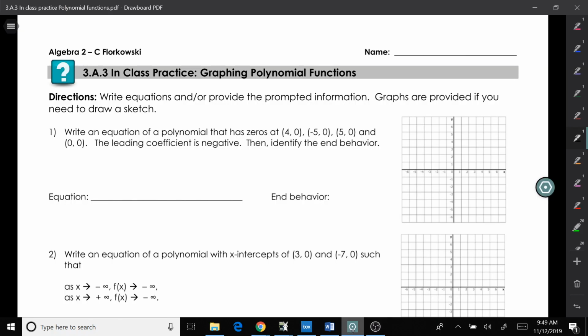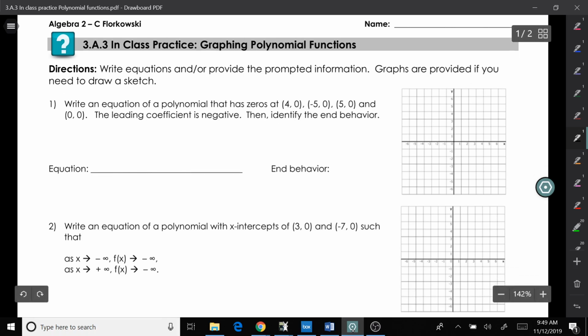Alright, so today we're going to practice graphing polynomial functions and writing equations based on information. So we're just going to go through each of these examples and I'm going to explain how I get the equations and graphs that I'm drawing. The first one says write an equation of a polynomial that has zeros at (4, 0), (-5, 0), (5, 0), and (0, 0). The leading coefficient is negative, then identify the end behavior.